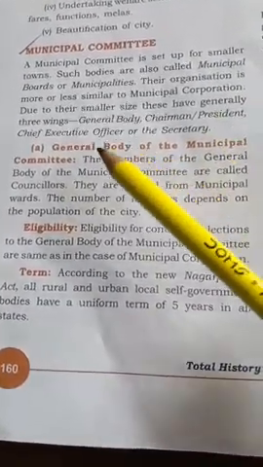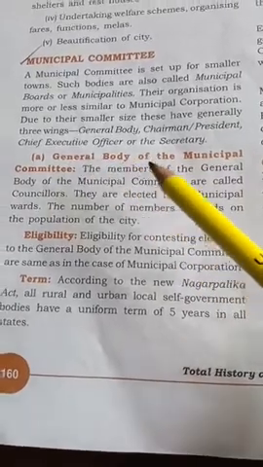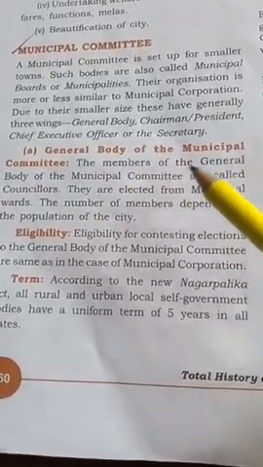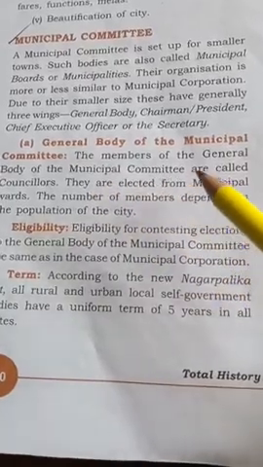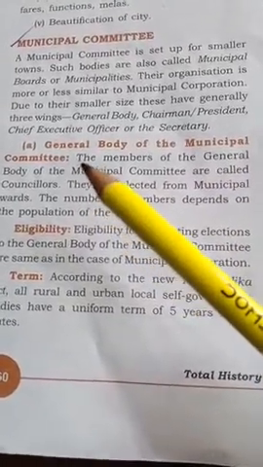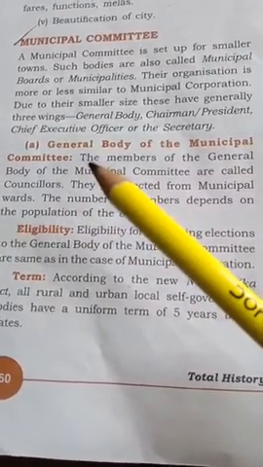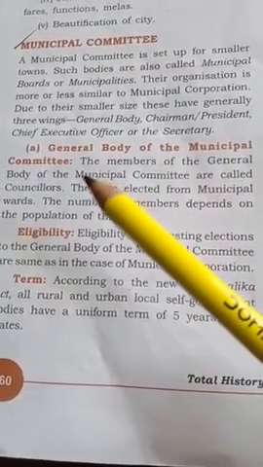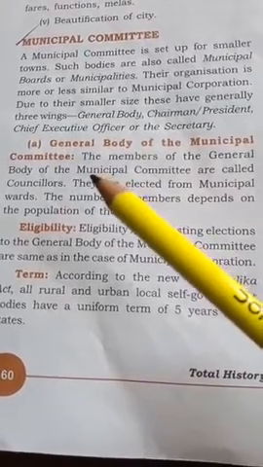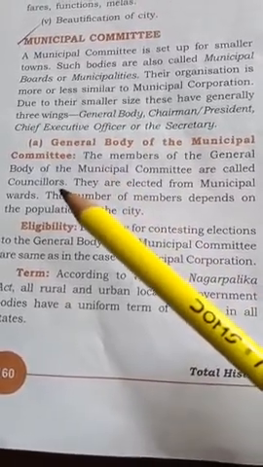I would like to highlight the general body of the municipal committee. The members of the general body of the municipal committee are called councillors, meaning all those from the wards who are elected by the people. All the elected members are known as municipal commissioners.